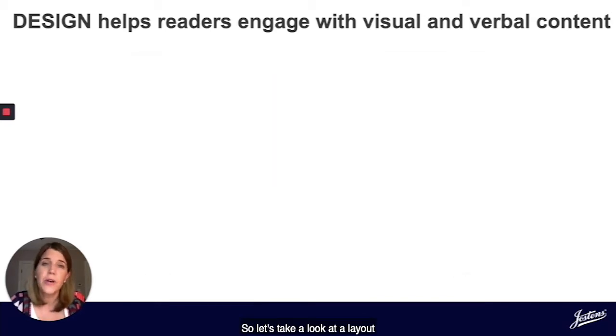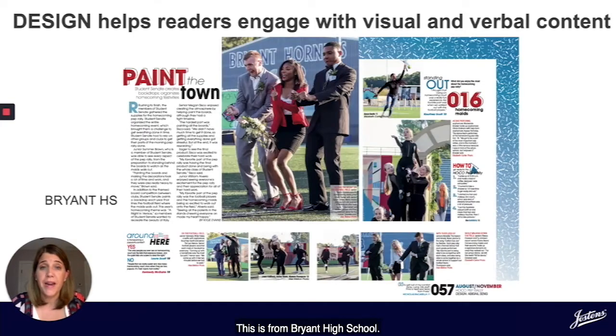So let's take a look at a layout where I think these things are working really effectively. This is from Bryant High School. There are lots of things that I love about this layout. But first and foremost, the thing that really draws my eye as a designer, and that I hope you can really understand and see, is the dominant element. It's very clear to the eye. My eye knows exactly what it's supposed to look at first. It's this gorgeous photo in the center, and there's no question that that's where my eye is to go.